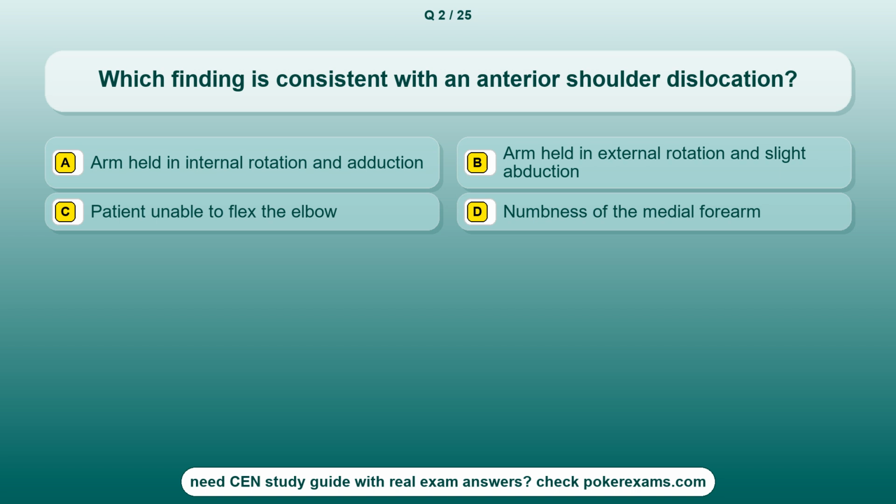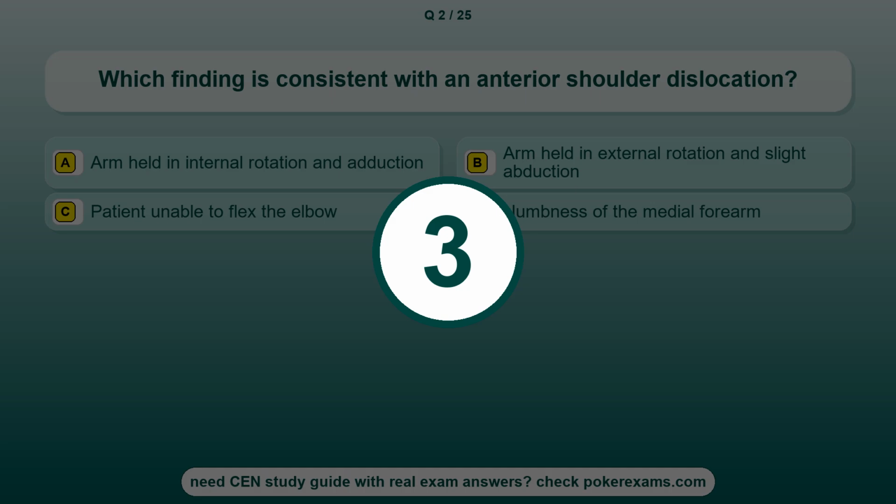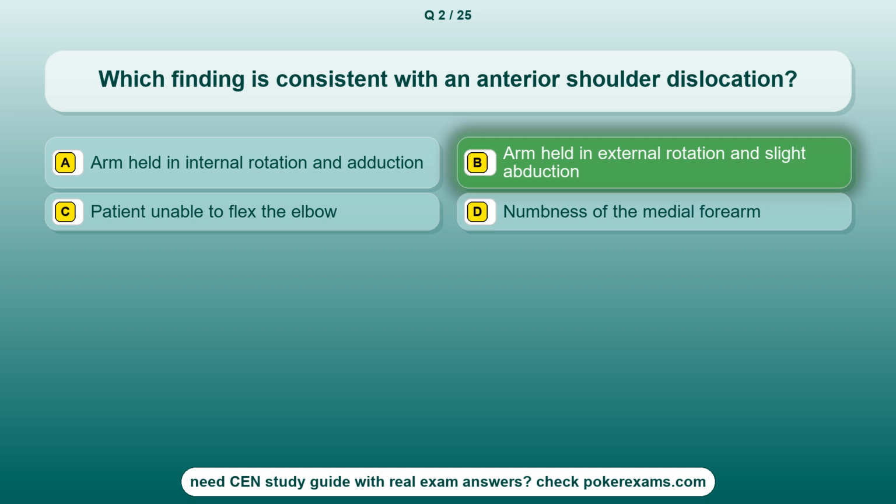Question 2. Which finding is consistent with an anterior shoulder dislocation? Option A, arm held in internal rotation and adduction. Option B, arm held in external rotation and slight abduction. Option C, patient unable to flex the elbow. Option D, numbness of the medial forearm. The correct answer is option B, arm held in external rotation and slight abduction.